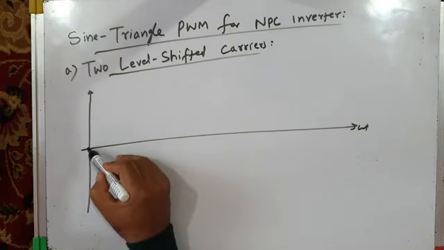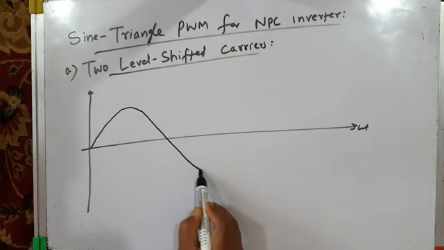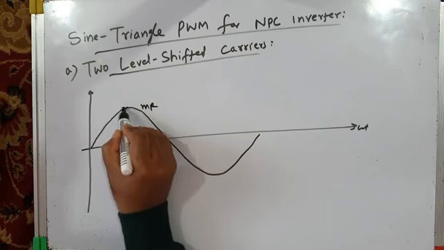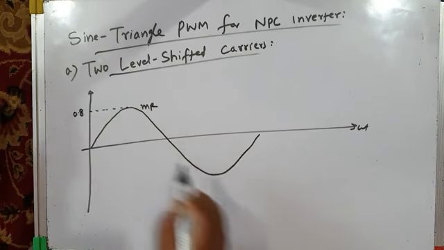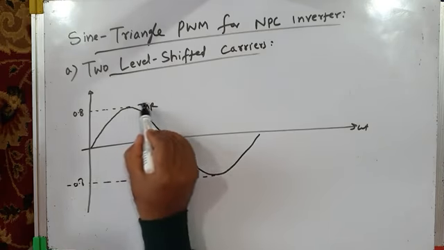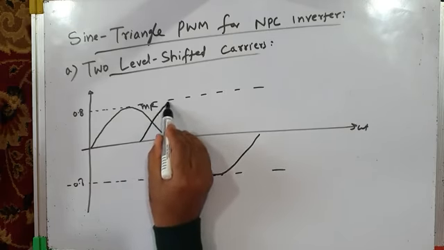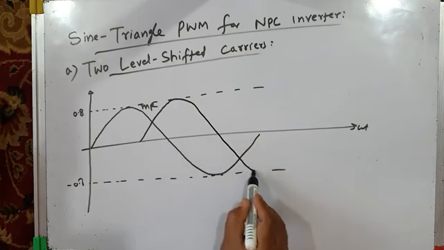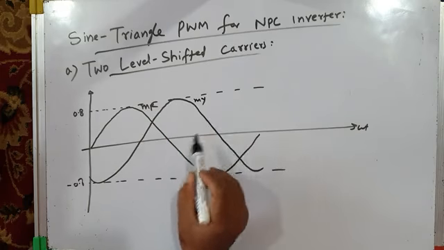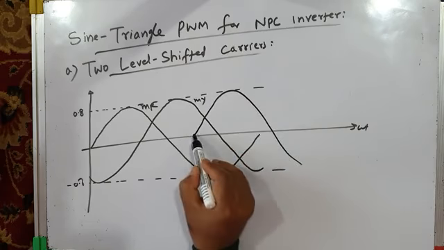Let me first of all draw the modulating waves. This is the sinusoidal modulating wave MR. Let us assume the modulation index is 0.8, so its peak value is plus 0.8 and minus 0.8. This is MR. Similarly, we have MY like this. This is modulating wave MY, and we have the third sinusoidal modulating wave MB like this.